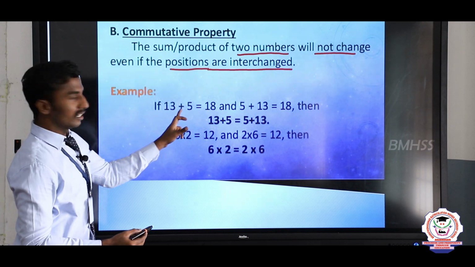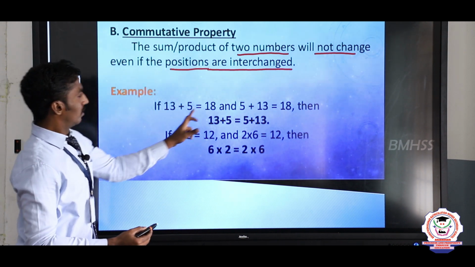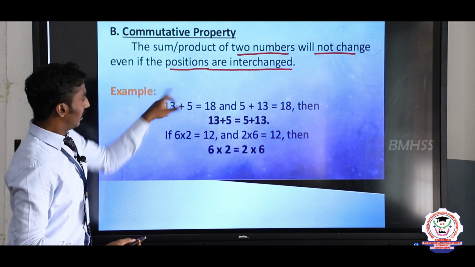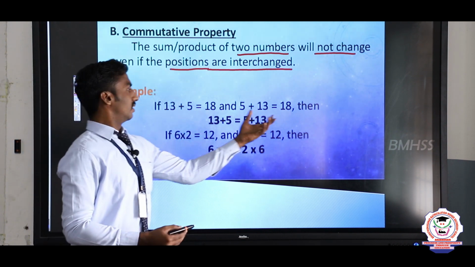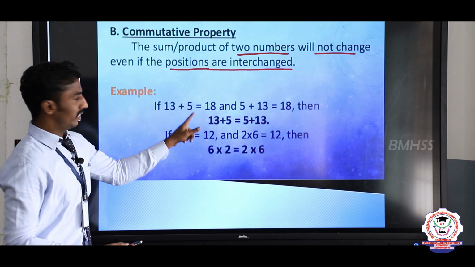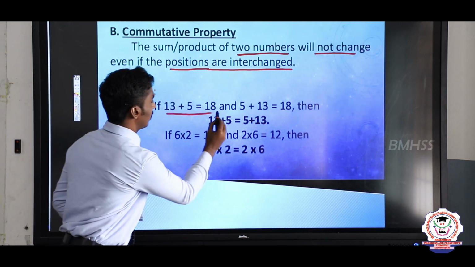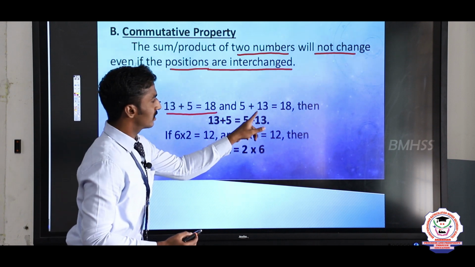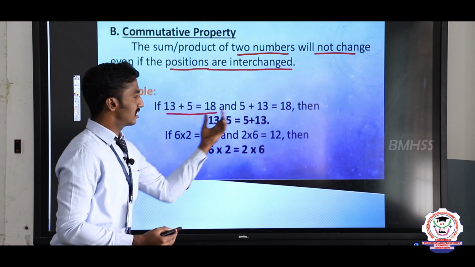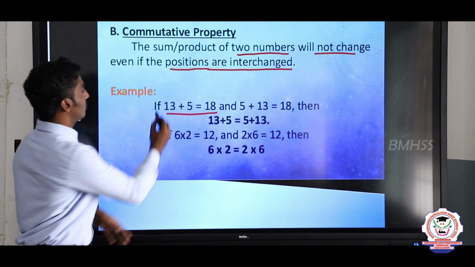Example, 13 plus 5, we get 18. Interchange these two numbers, 5 plus 13, we get 18 only. There is no change. This is for addition.